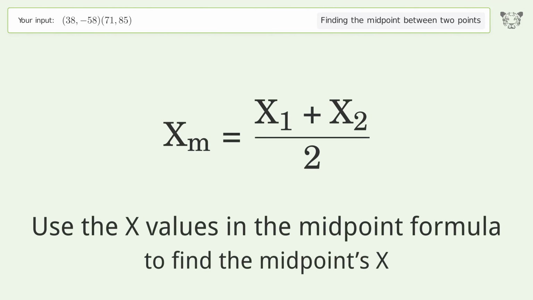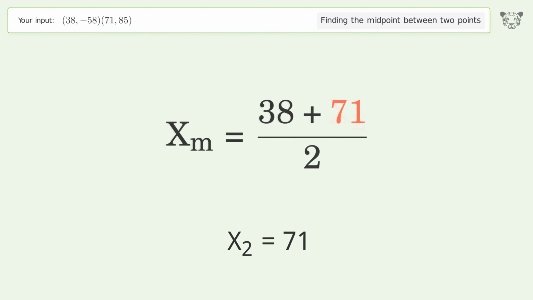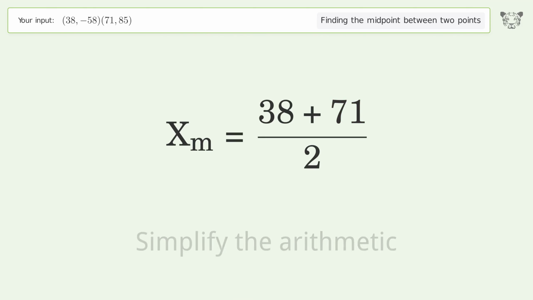Use the x values in the midpoint formula to find the midpoint's x. x1 equals 38. x2 equals 71. Simplify the arithmetic.